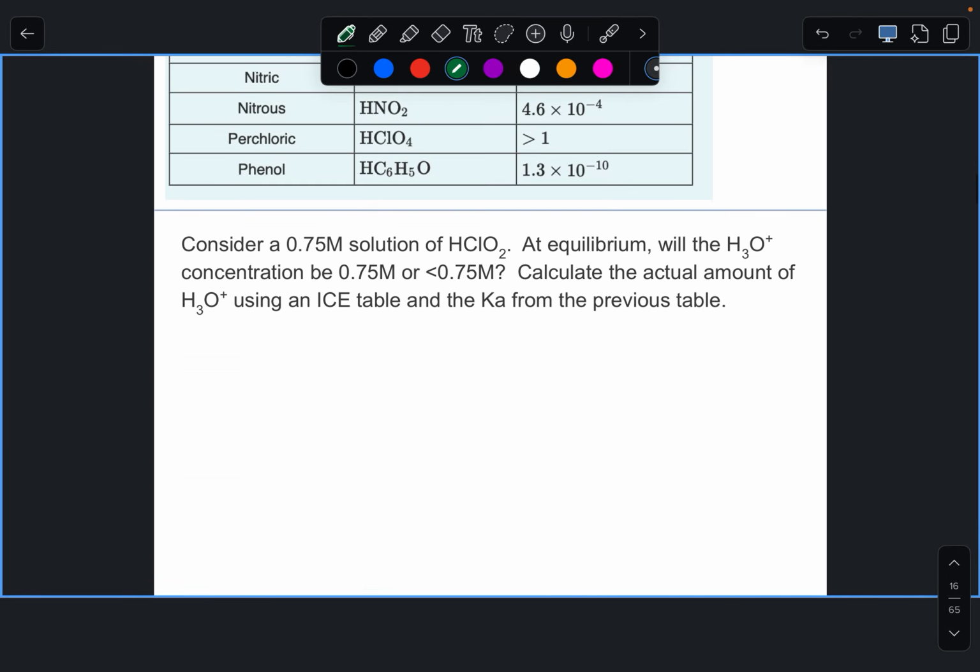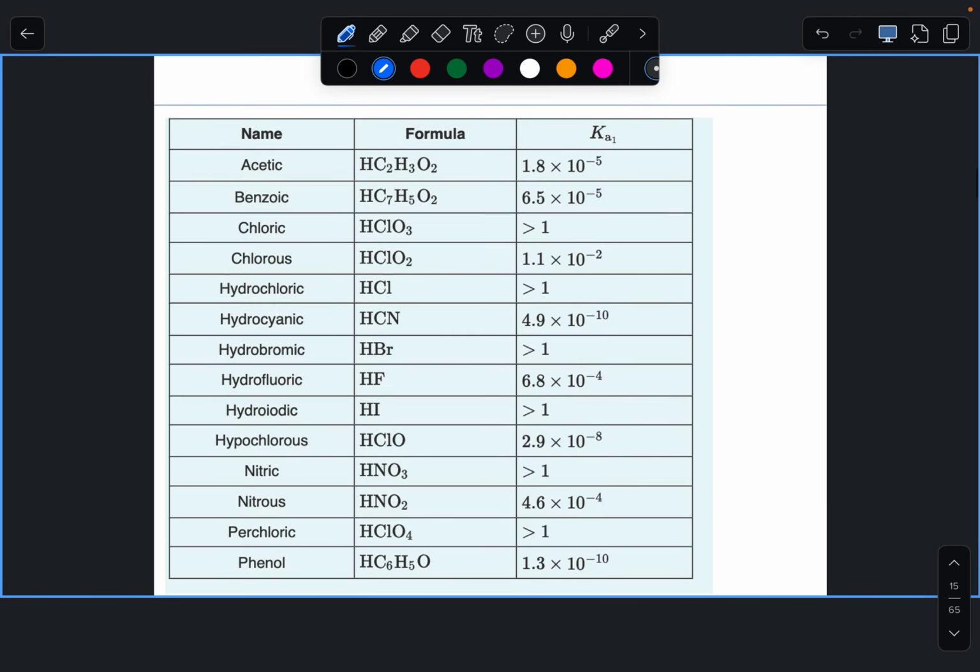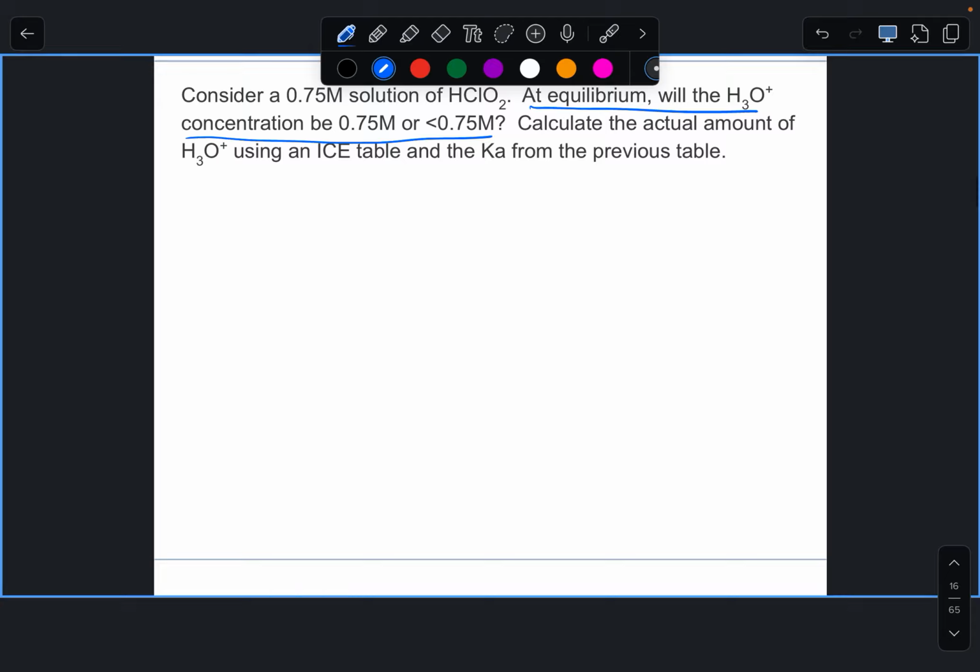Okay, so that's this question here. Now there is a concept question. You can think through that first, or you can do the calculation and then think through why it is what you get. And then you'll also need this K, Ka of HClO2, okay? So that's the Ka, the actual value, 1.1 times 10 to the negative second. And you're going to do an ICE table to figure out the H3O plus.